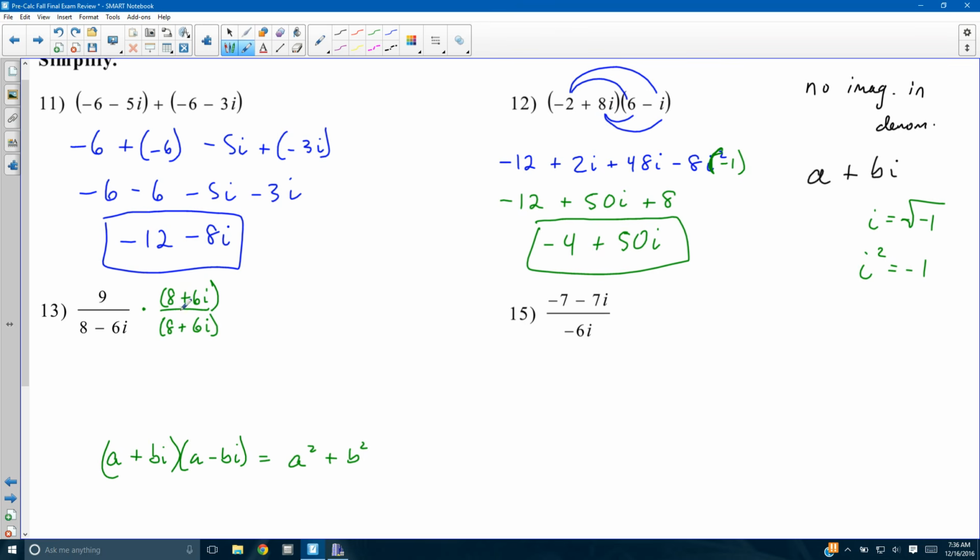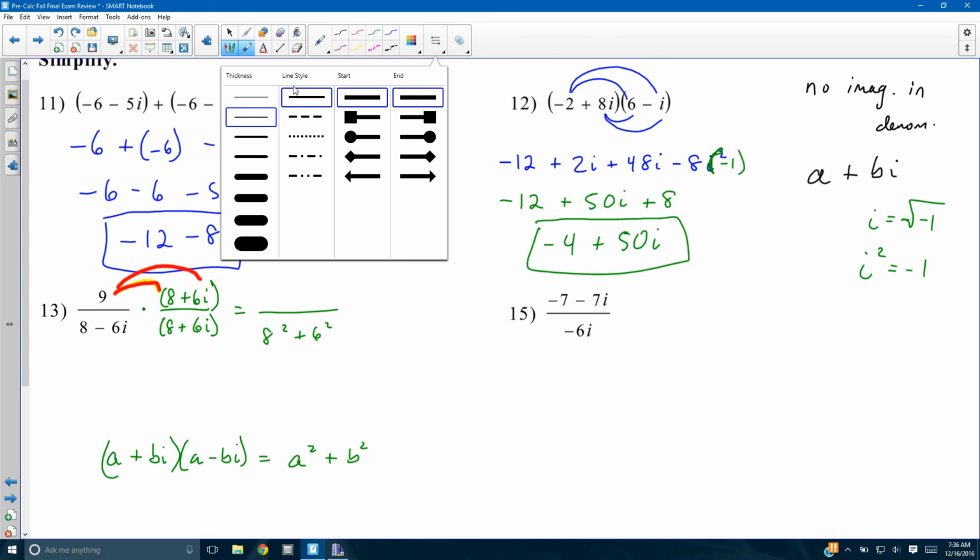Again, I have to multiply by 1. I can't change this value, so I'm multiplying by 1, but I'm re-representing it. So 8 minus 6i times 8 plus 6i, in general, does simplify to 8 squared plus 6 squared. It's those two values, your a and your b. So 8 squared plus 6 squared. On top here, I can distribute the 9 into the 8 and the 6i. So 9 times 8, 9 times 6i.